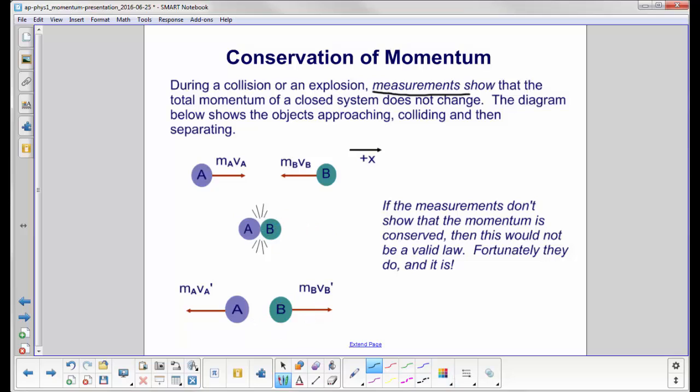They then move away. We're not being too careful about the length of the vectors because we don't know yet which momentum goes with which object. We'll need the equation. But the key point here is this little thing here, the prime. That shows the velocity after the collision. And the advertisement over here for basically physics in general: if the measurements don't show something, then it's not a good law, it's not a good theory. Fortunately for us on conservation of momentum, the experiments bear out what the predictions say.